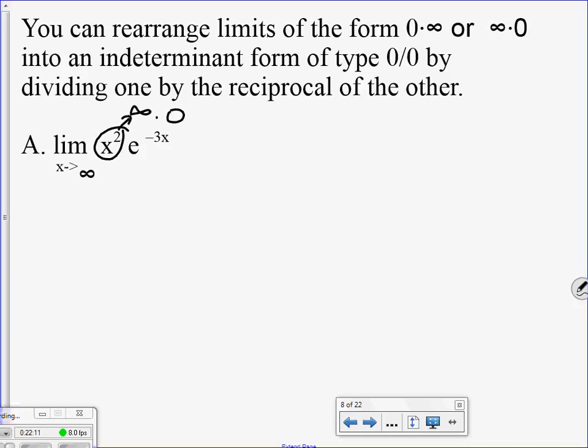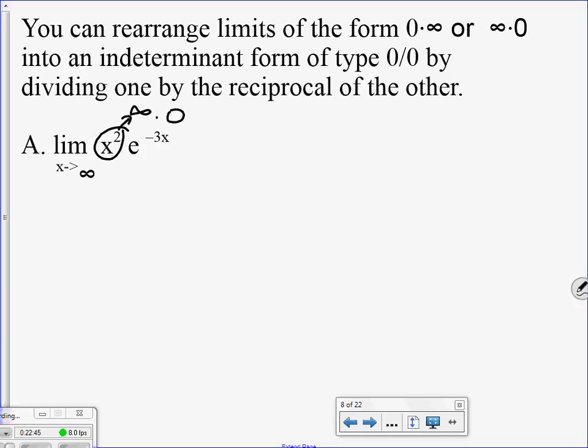Well, if I said e to the negative 100th, how would you figure that out? How do you deal with negative exponents? How would you rewrite that without a negative exponent? Over, like, 1 over e to the infinity. But we all agree that this, right now, infinity times 0, does not have to equal 0. It could be infinity. It could equal 7.2. I don't know. This is an indeterminate form.